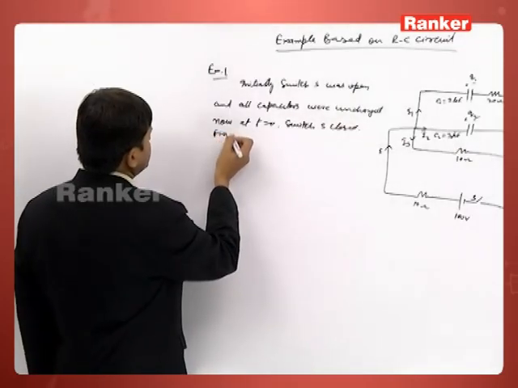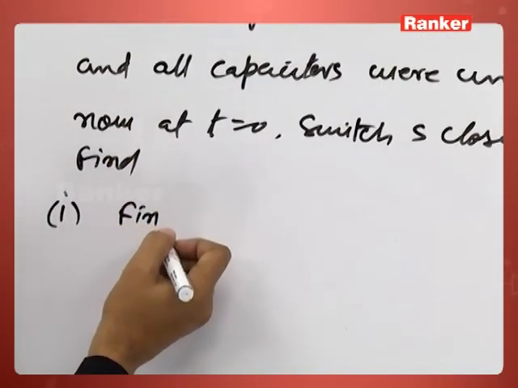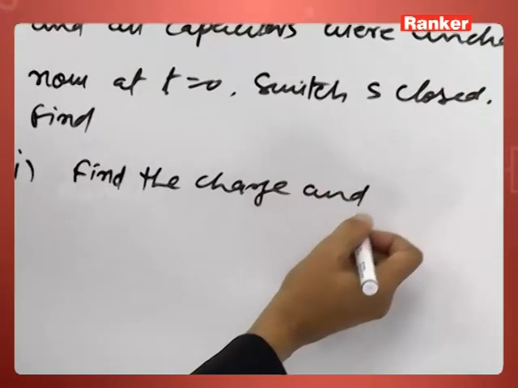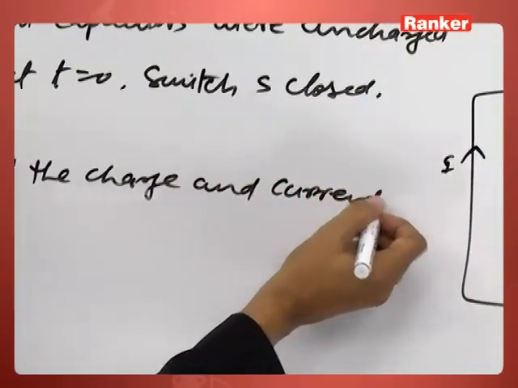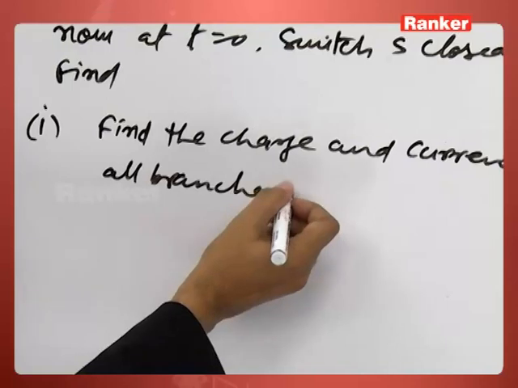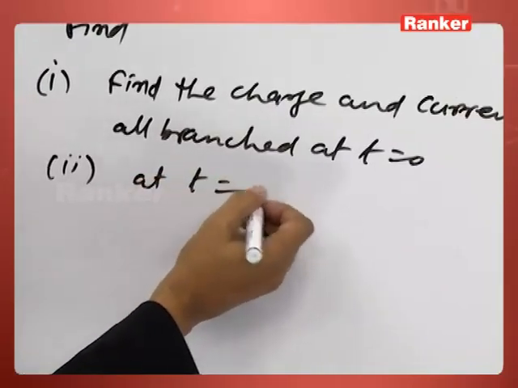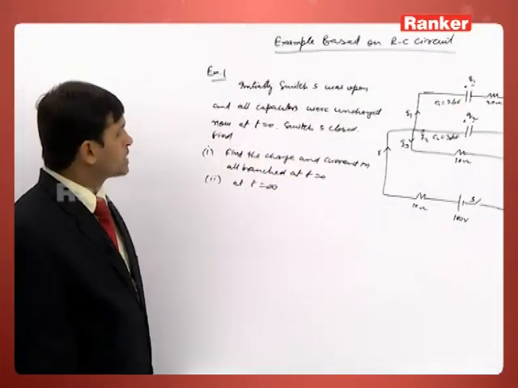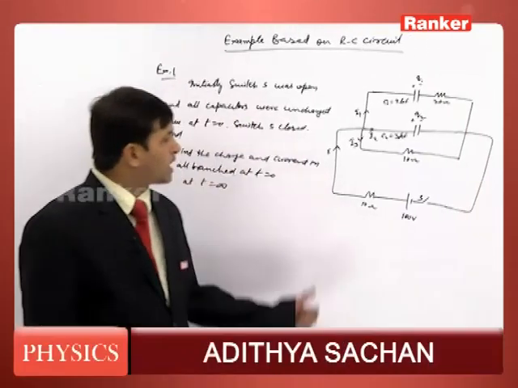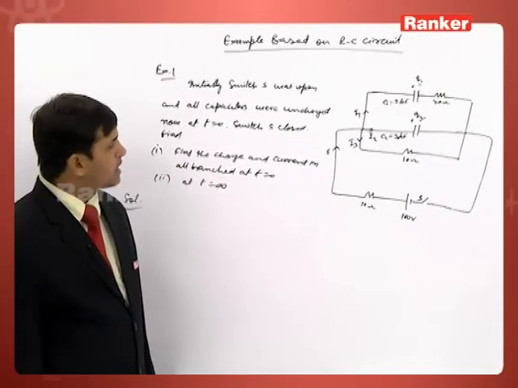So, find the first part of the problem: the charge on the capacitor, find the charge and current in all branches at t is equal to 0, the first part, and second part at t is equal to infinity. There are two parts here. So find the current and charge on all branches as well as charges Q1, Q2 in the capacitor at t equal to 0 and t infinity.